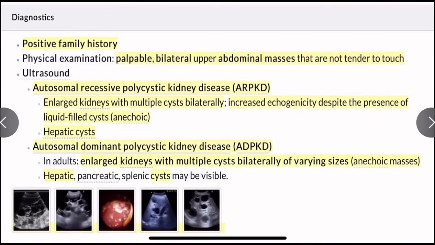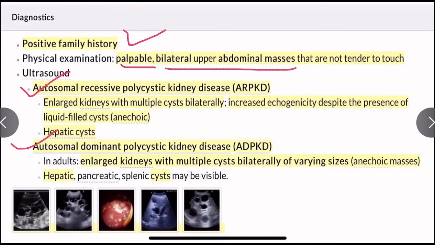Now let's see the diagnostic. The positive family history will be there, meaning it is an inherited disease, so of course someone in your family is carrying the gene and has this problem. On physical examination, a bilateral upper abdominal mass will be palpable and not tender to touch. Now ultrasound: you can see the autosomal recessive ultrasound appearance and the autosomal dominant.